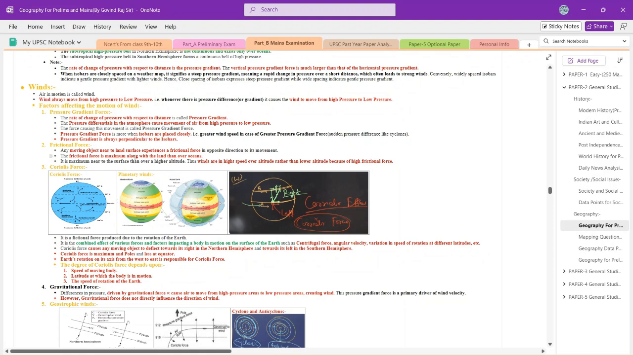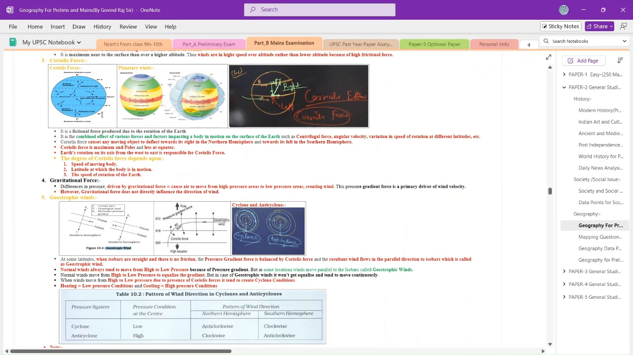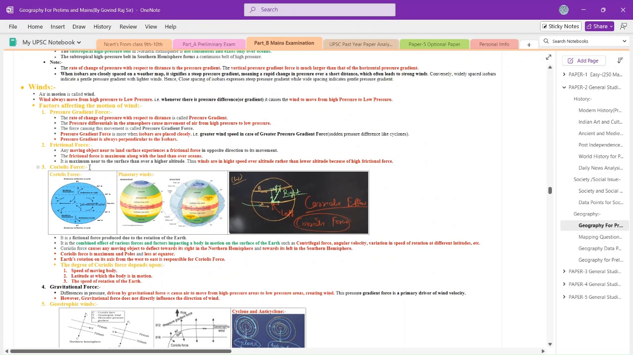Frictional force is maximum near the earth's surface. At higher altitudes the winds have higher speed rather than at the lower altitude, because of the lower frictional force. As we know, at the earth's surface there is a lower wind speed compared to the higher altitudes.